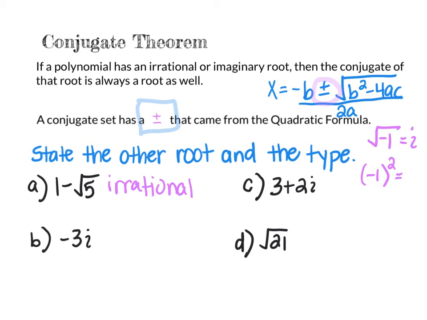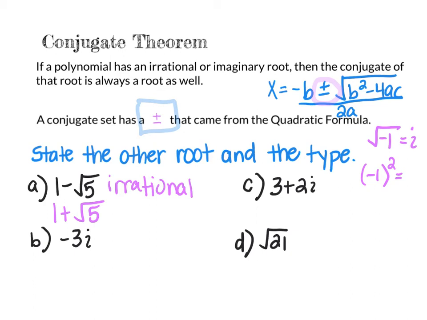And the other root is 1 minus the square root of 5. That's what I mean by it comes in sets or pairs: no matter which one I have, if I'm given the positive, then I have to have the negative. If I'm given the negative, then I also have to have a positive.